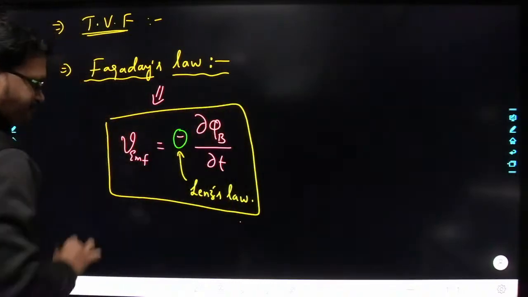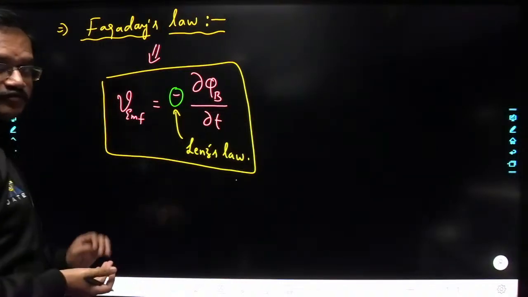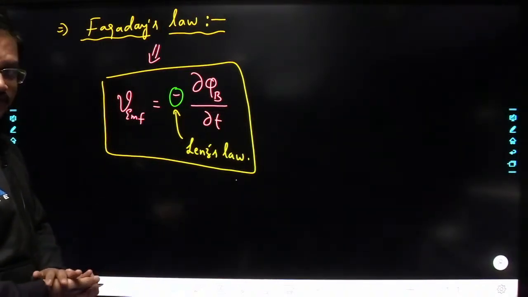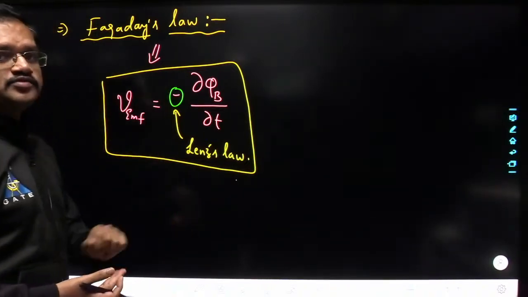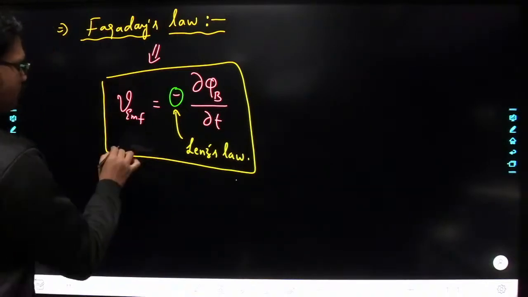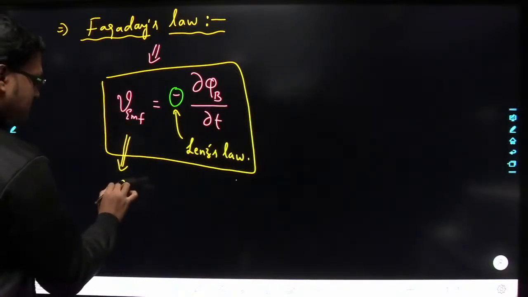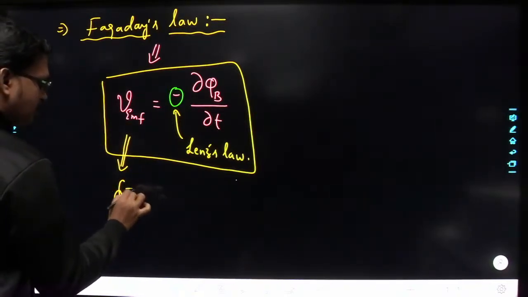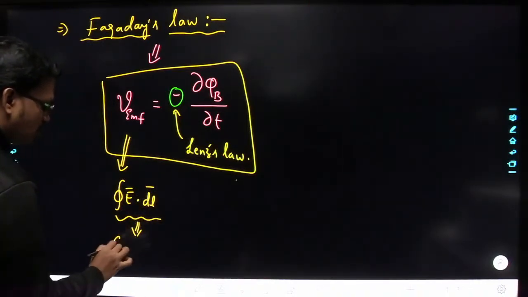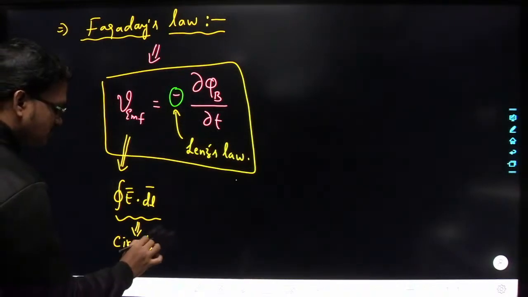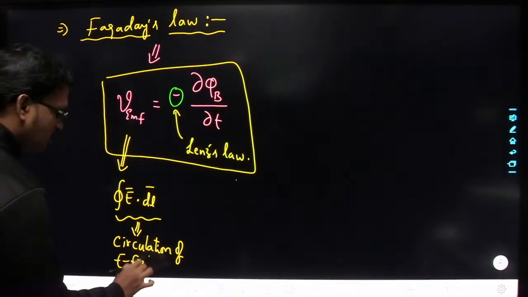And then we try to represent this induced EMF in terms of electric field. We know how to represent the voltage around the closed loop in terms of electric field. So the induced EMF around the closed loop we can represent as the closed loop line integral of E bar dot dl bar. This represents the circulation of electric field around any closed loop.